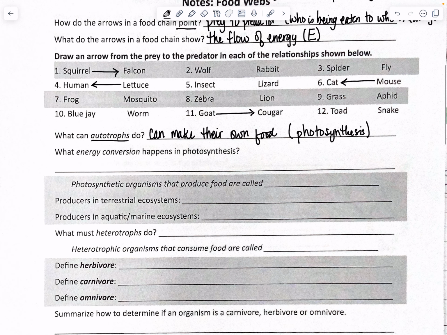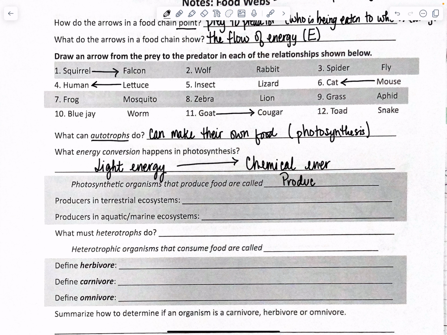So photosynthesis gets its initial energy from the sun. So the first kind of energy we're starting off with is light energy. And that light energy is going to get stored in glucose and turns it into chemical energy. So that's the conversion. Photosynthetic organisms that produce food are called producers. So in the food web situation, any organism that can make its own food is referred to as a producer.